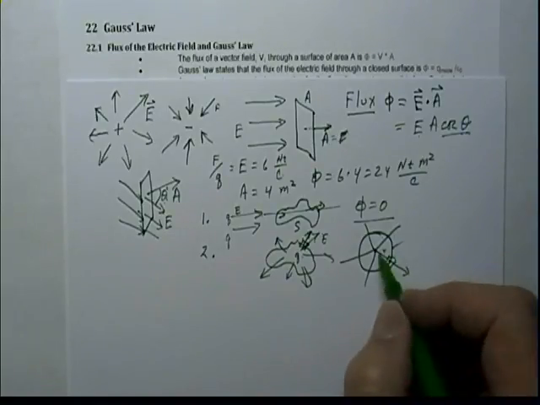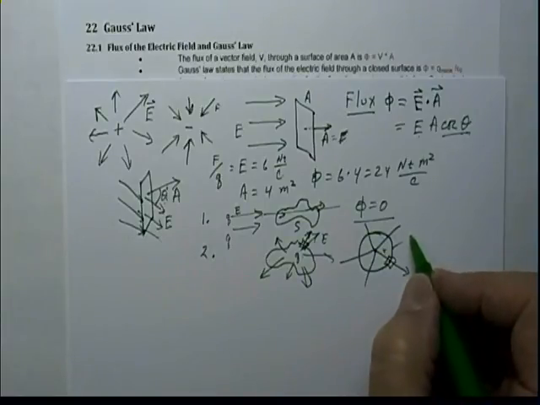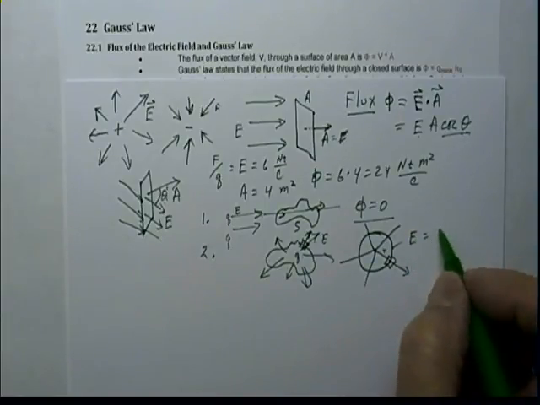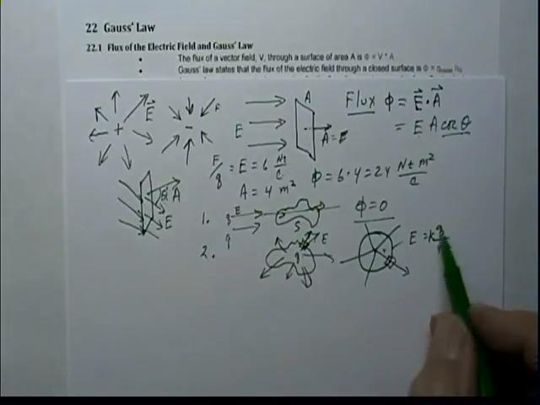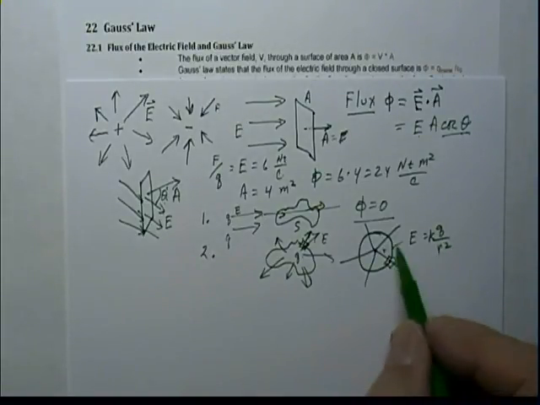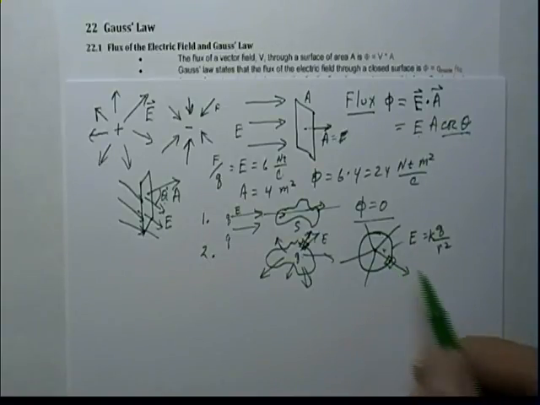Well, the electric field at this point, remember this is just an imaginary surface here, is going to be the charge Q times K divided by R squared. KQ over R squared, where this is the distance R out to this point. Well, that gives us the electric field at this point, as we found in the last module.